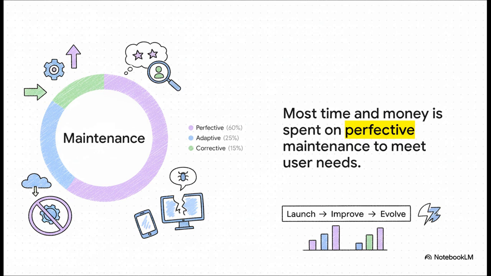And here is the big surprise. Out of those three, where do you think most of the time and money actually goes after a system is launched? It's not on fixing bugs, not even close. The vast majority of all the effort is spent on perfective maintenance. It's spent constantly adding new features and improving performance to keep up with what you, the user, actually want and need.